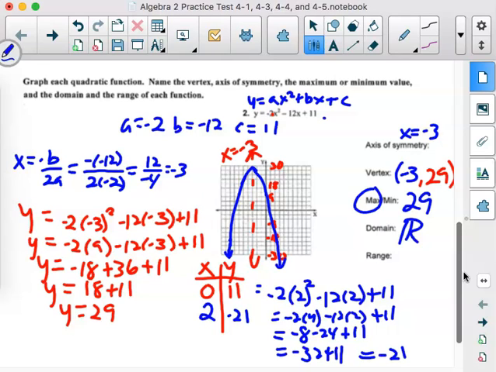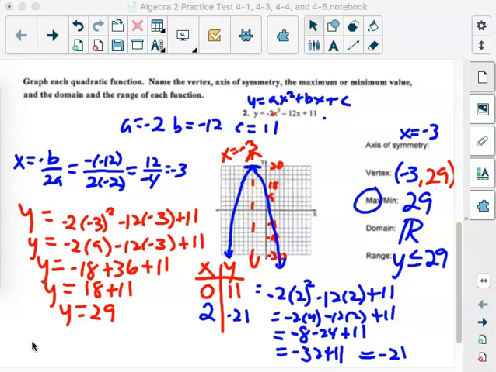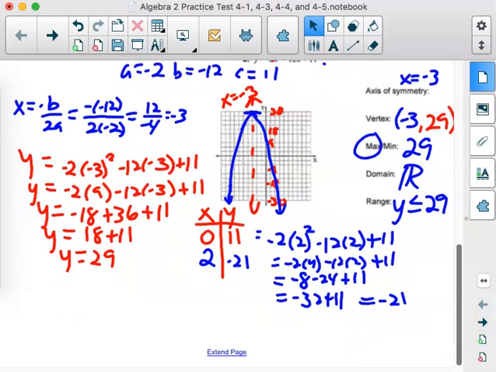And then our range, well, for our range, we can see the highest y value that we had was right here at 29, and we're below that. So y is less than or equal to 29. That was our cutoff. So that is a standard form quadratic being graphed. Like I said, this is very, very similar to what we did in class earlier this week.